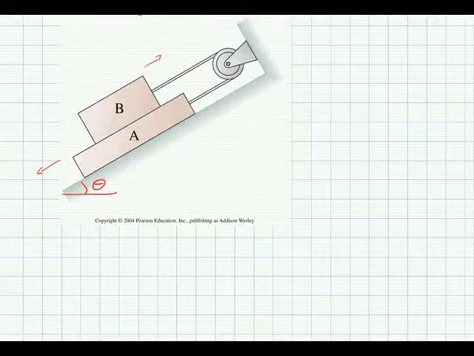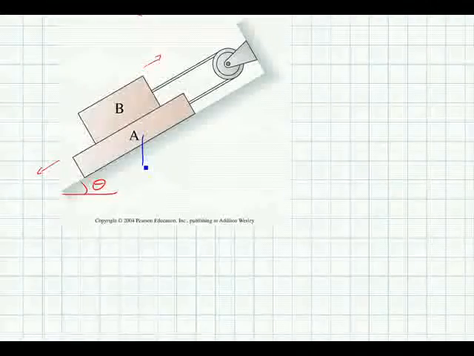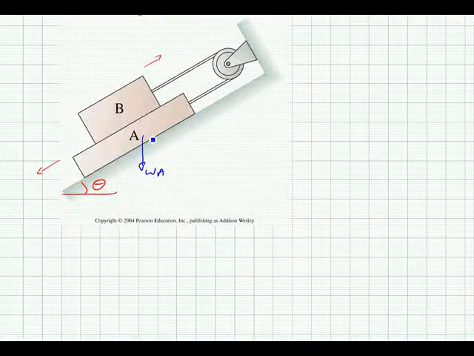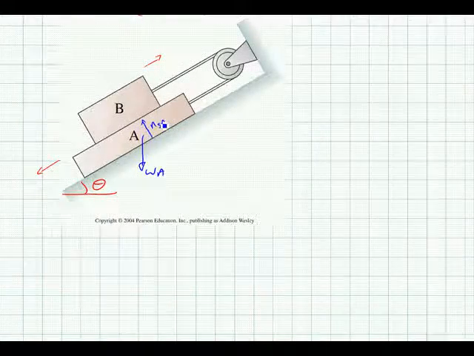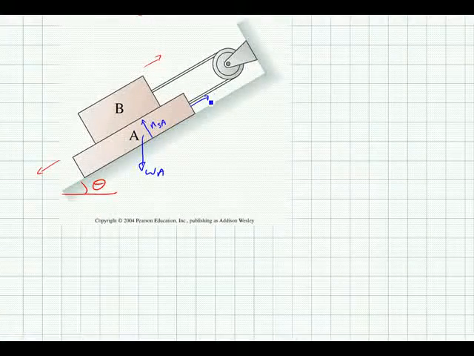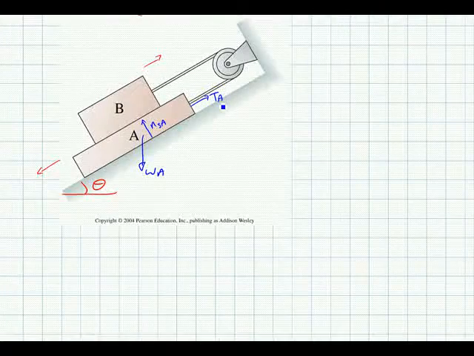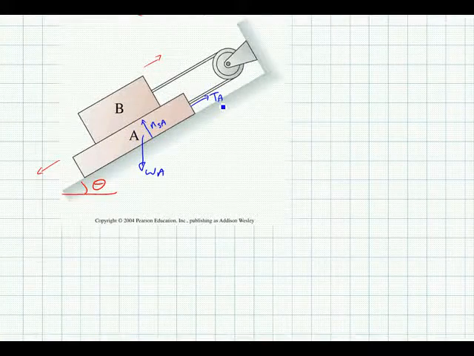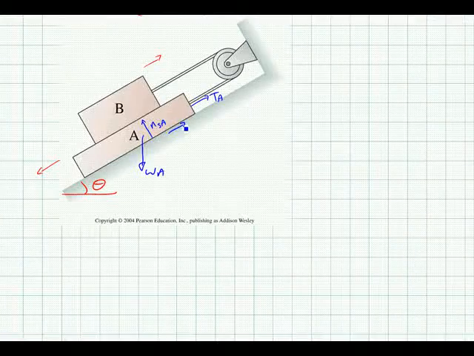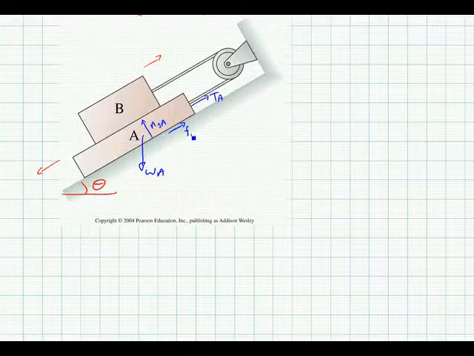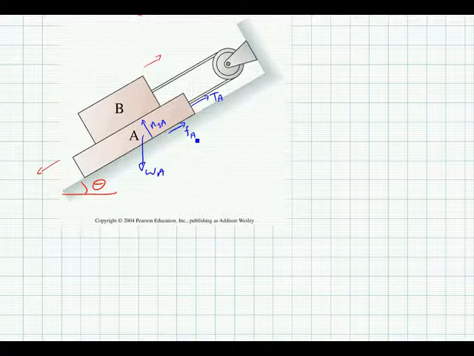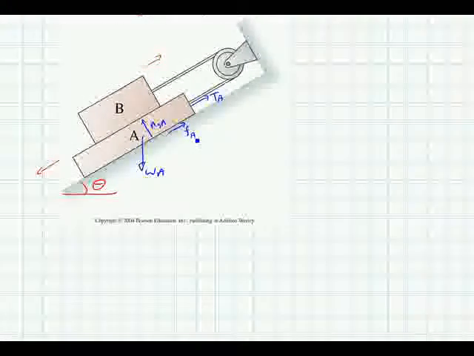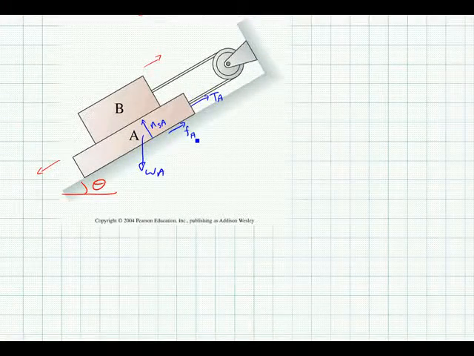Let me use blue pen to identify forces on A. Of course, we have weight of A. Then there is a normal force from surface on A. There is tension on A. A would slide down, so the friction force is upwards. Now these are the forces from the surface on A.